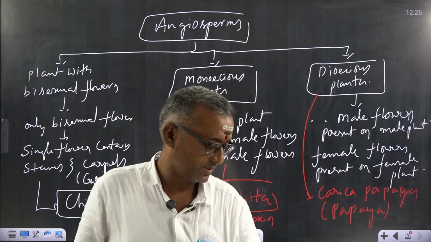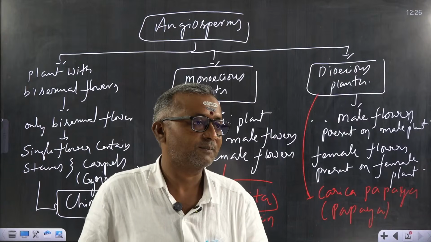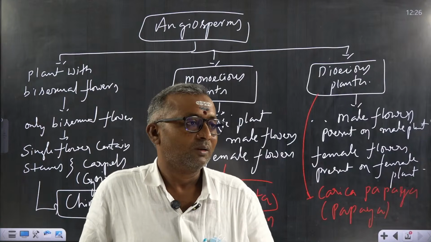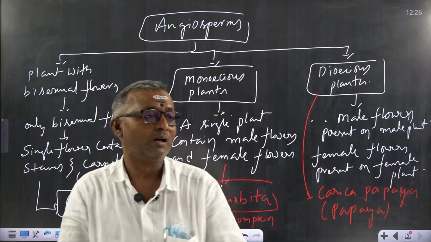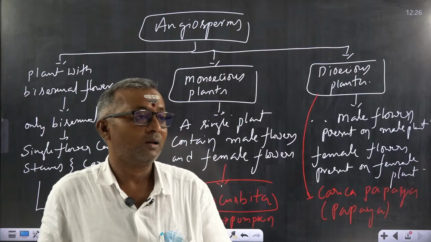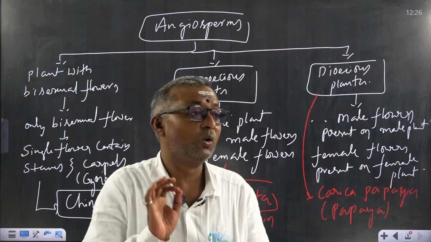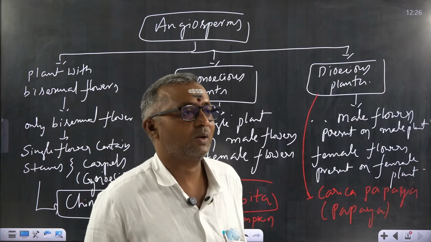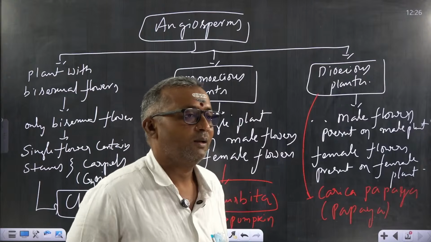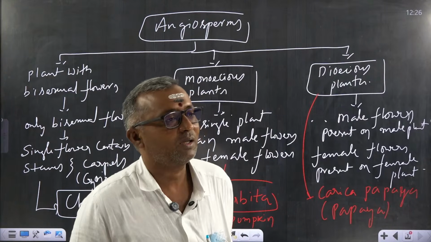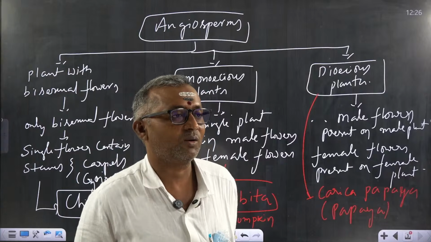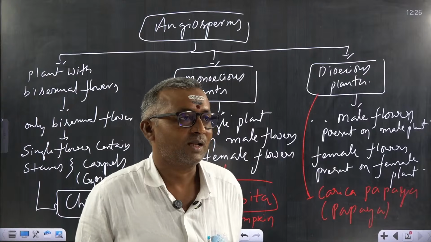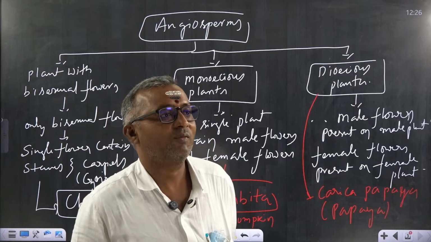Any more doubts? That's what I told. Salvinia is a dioecious pteridophyte. Algae also have dioecious and monoecious forms. You are right. But those examples are not required now. In your offline class we'll give them, because if I go on giving every example, you will get fed up with botany. Selaginella is also a pteridophyte.